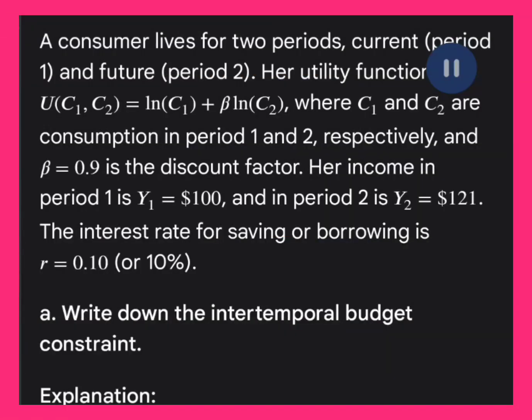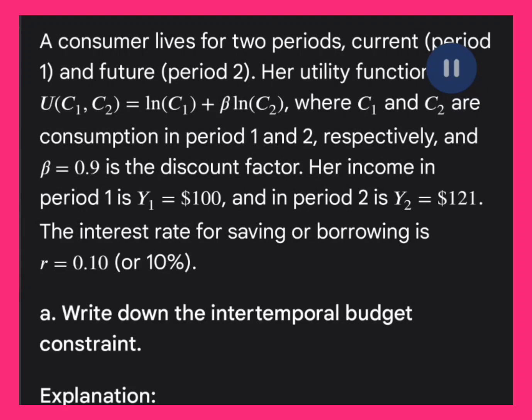A consumer lives for 2 periods, current, period 1, and future, period 2. Her utility function is U(C_1, C_2) = ln(C_1) + beta ln(C_2), where C_1 and C_2 are consumption in period 1 and 2, respectively, and beta equals 0.9 is the discount factor.